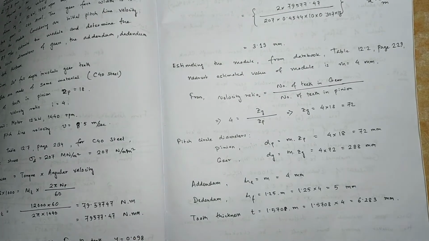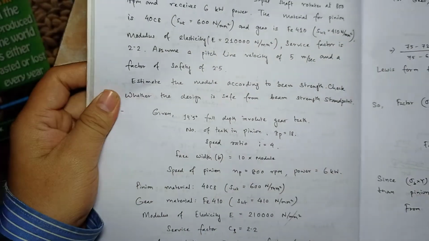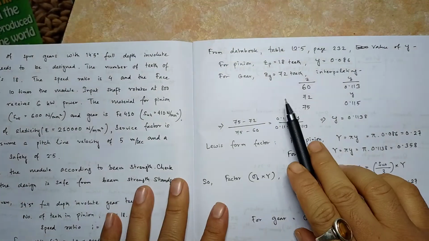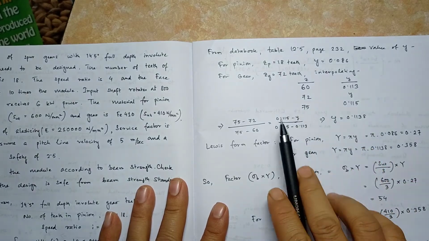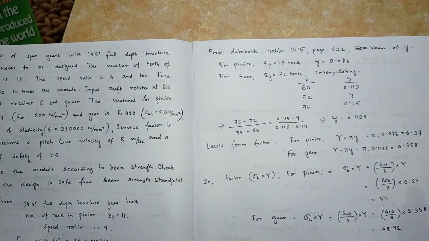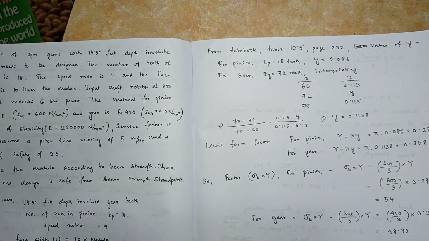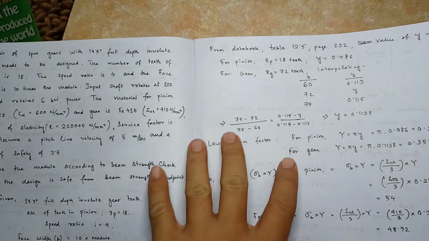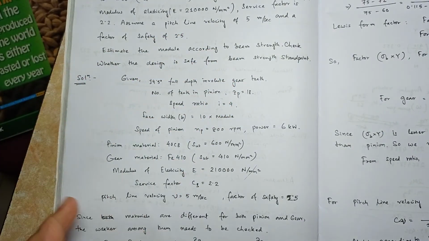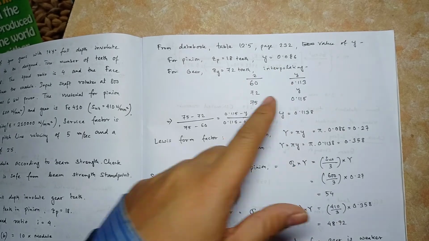Okay, the next numerical is actually similar to the one given here, but here this value is not given in the least form factor table. That's why we had to interpolate. In general in your exam this will be given to you, but if it is not given, you have to follow this process. This numerical is solved in a similar manner, just that 72 teeth was not available, so you have to interpolate.